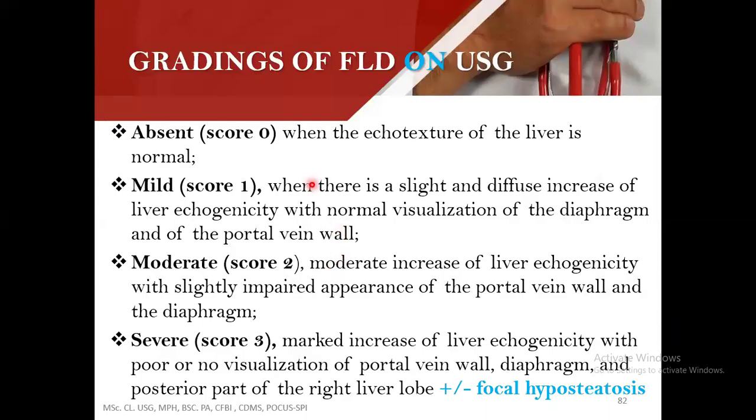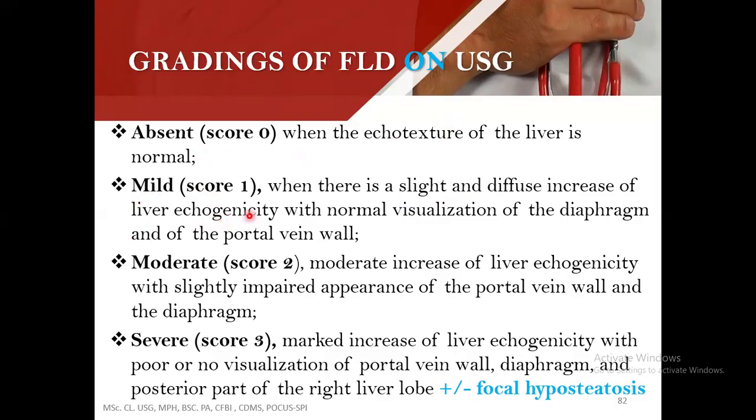So the gradings, we have grade 0 up to grade 3, so 4 gradings. When it is grade 0, the echo texture of the liver is normal. It's normal in an alcoholic. The person is taking alcohol, but the echogenicity of the liver is normal. The liver is not enlarged.